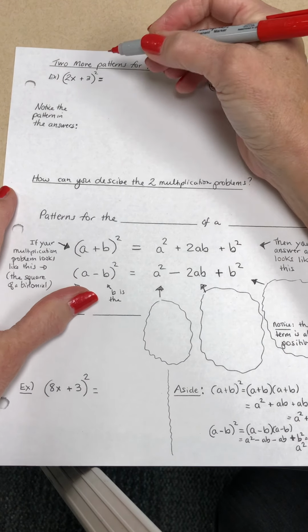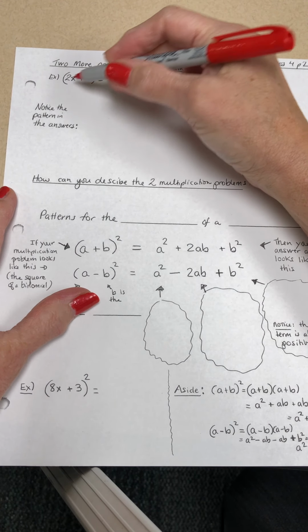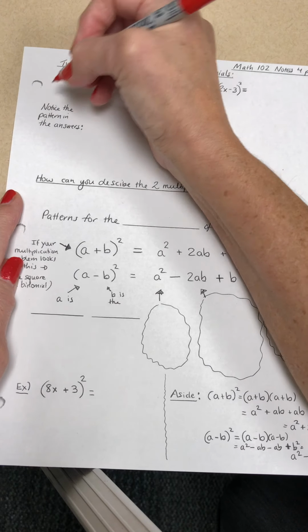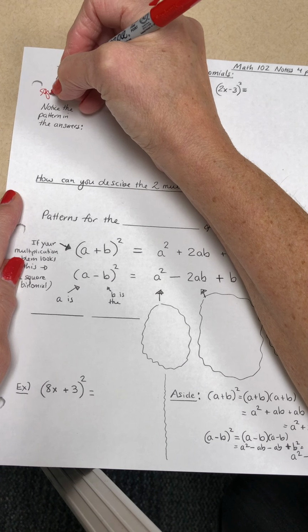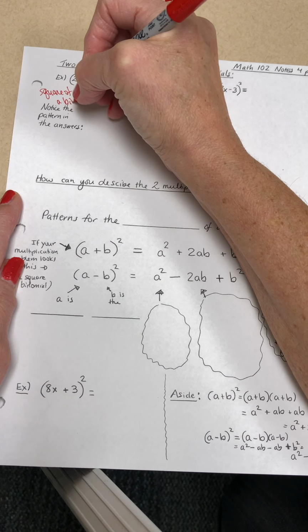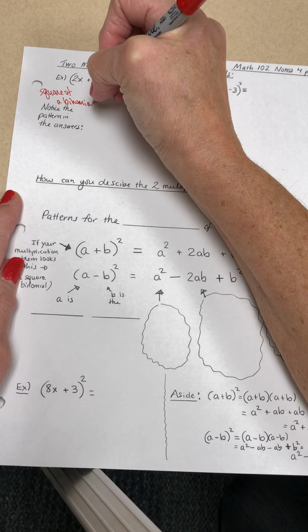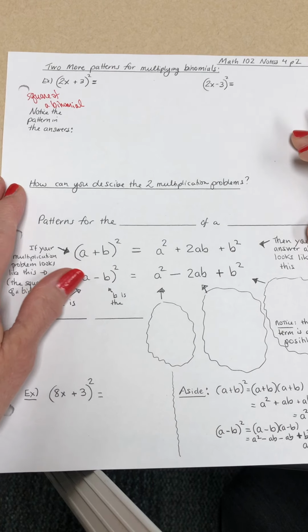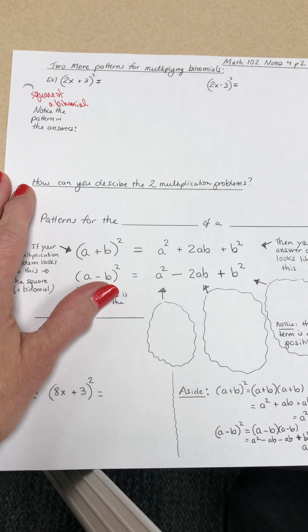So it's important that you look at this. That's two terms and I'm squaring it. This is the square of a binomial. And there is a pattern to how the square of a binomial always turns out. Right now we don't know the pattern, so we're going to go by the definition of a square. What does it mean to square something? Multiply that same thing times itself.